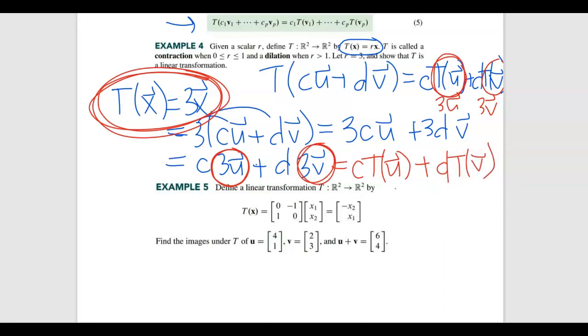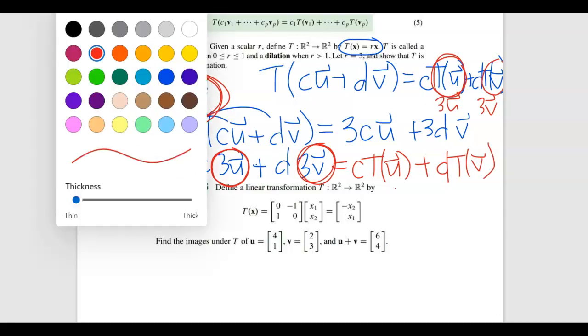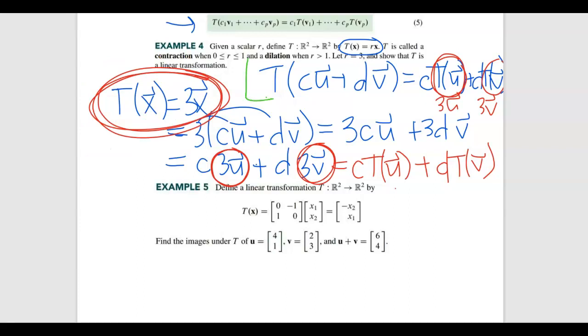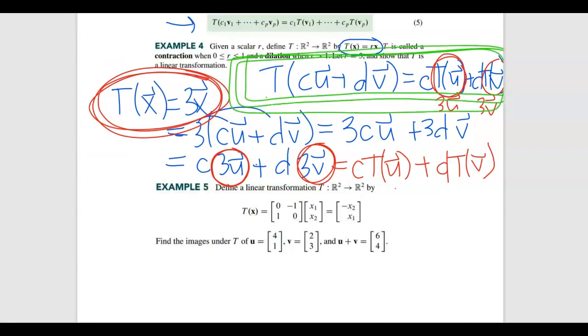So anytime it says show that this is a linear transformation, you are going to write out this piece right here and work through algebraically in order to prove that the left-hand side equals the right-hand side. Sometimes it is easier to go from the right to the left or left to the right, depending on what's given to you, but that's where you're going to start. You're then going to apply the transformation that's defined in the problem, and then show that one side is the same as the other.